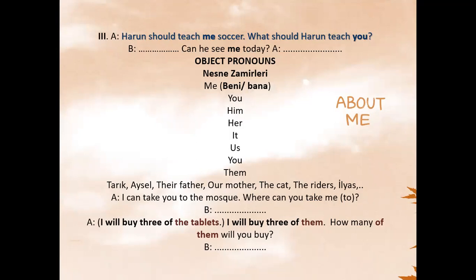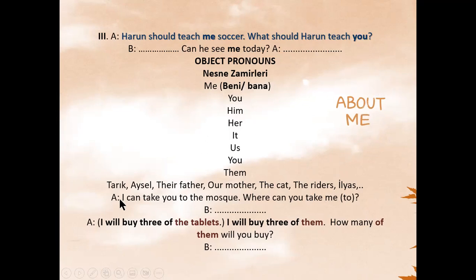Okay, object pronouns means pronouns that come to the place of the object in a sentence structure. So, for example, Harun should teach me. Harun must teach me, will teach me, should teach me soccer. What should Harun teach you? What should Harun teach him, her, it, the dog, for example? What should Harun teach the dog? It. What should Harun teach me and you? Or what should Harun teach us? What should Harun teach you?